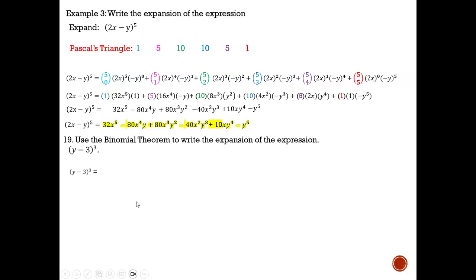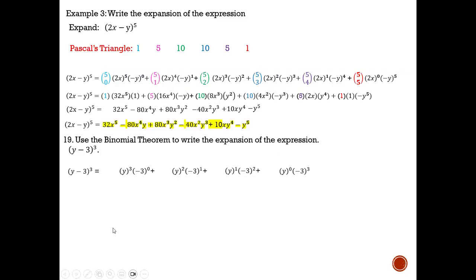Okay. Another example, this is y minus 3 to the third power. So let's fill all of this one in. So we start with y, the first term, to the third power. Then y to the second power is the next term, y to the first power, and then y to the 0. Okay. Our next term is negative 3, so we start with negative 3 to the 0, negative 3 to the 1 for the next term, negative 3 squared, and negative 3 to the third.